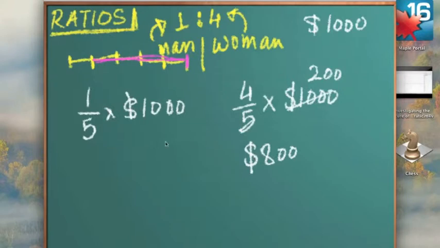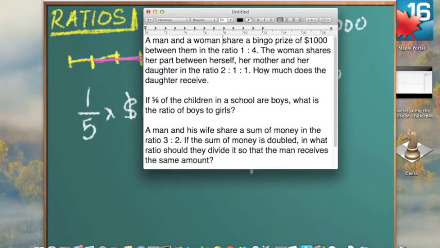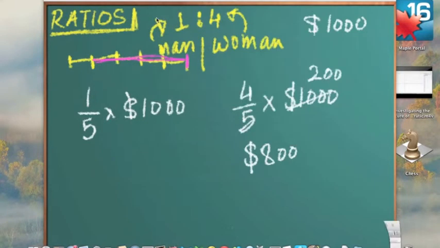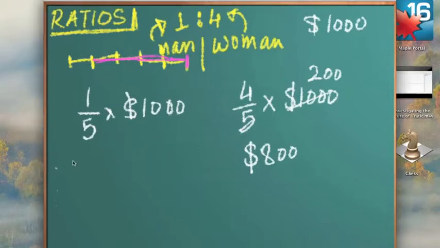Now she has $800, and the problem says that she's going to share her part between herself, her mother, and her daughter in the ratio 2:1:1. We can draw the same picture for this quantity now. So we write down the ratio, 2:1:1, and this is what the daughter is receiving.